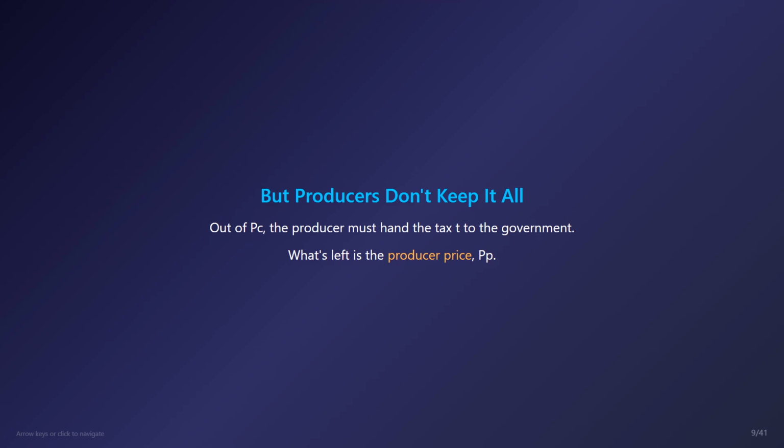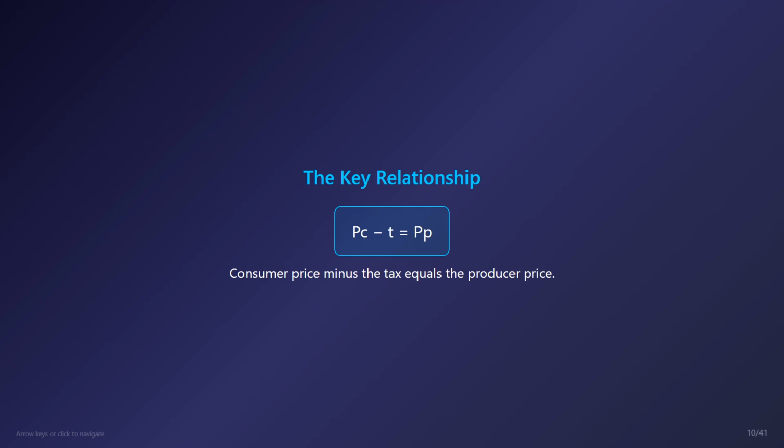But here's the twist. The producer doesn't get to keep that whole price. Out of the PC that the consumer pays, the producer has to hand the tax T over to the government. What's left is the producer price, PP. So we get the key relationship of the whole lesson. The consumer price minus the tax equals the producer price. PC minus T equals PP, one payment by the buyer, split into two parts.